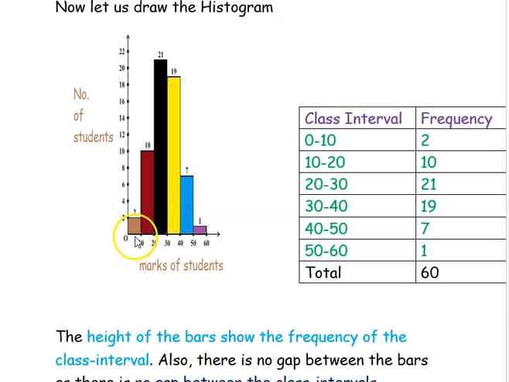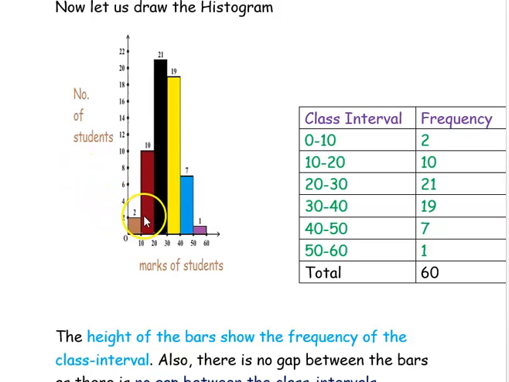Now if you look into the graph, the widths of all the bars will be uniform because the class interval is uniform. All the differences are the same. Next, the height of the bar represents the frequency of the class interval.